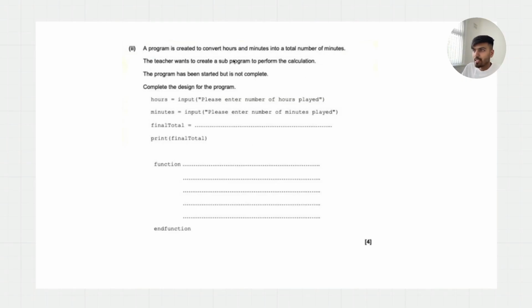The teacher wants to create a subprogram to perform this calculation. So this is what the function is going to be. The program has been started but is not complete. Our job is to complete it. First things first, we take the input for hours, then we take the input for minutes. Now final total is going to be a function call to whatever we call this function. So let's have a go. Let's call this function total minutes, and we take in two parameters: hours and minutes.